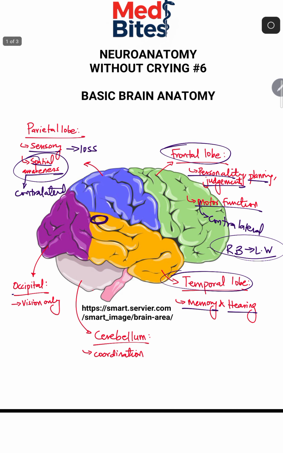Occipital lobe is the last one. It's only responsible for vision. That's it. Damage here causes visual field effects and cortical blindness.